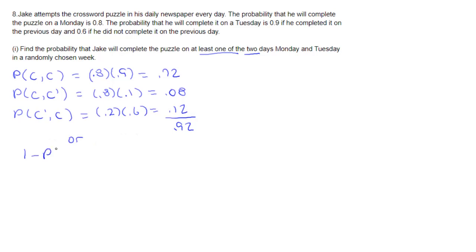The other way to look at this is to go 1 minus the probability of not completing it 2 days in a row, and then I'll be able to figure out the same thing as completing it at least once. All right, that's 0.92. Let's go on to the next one.